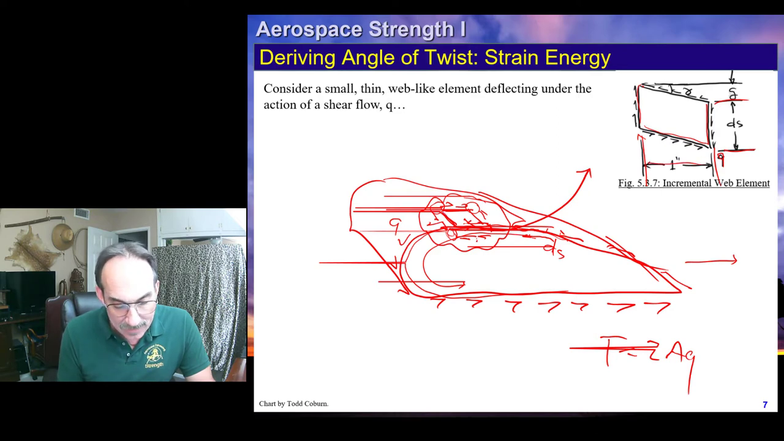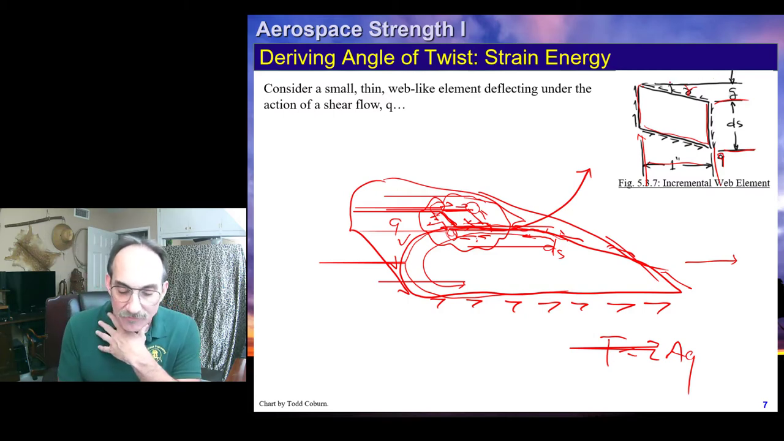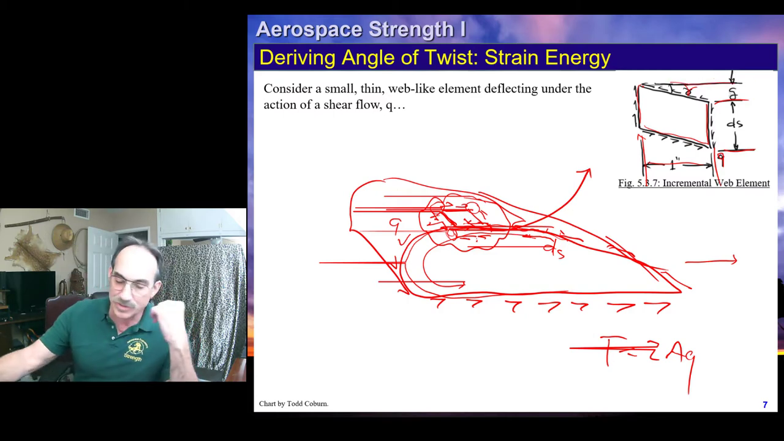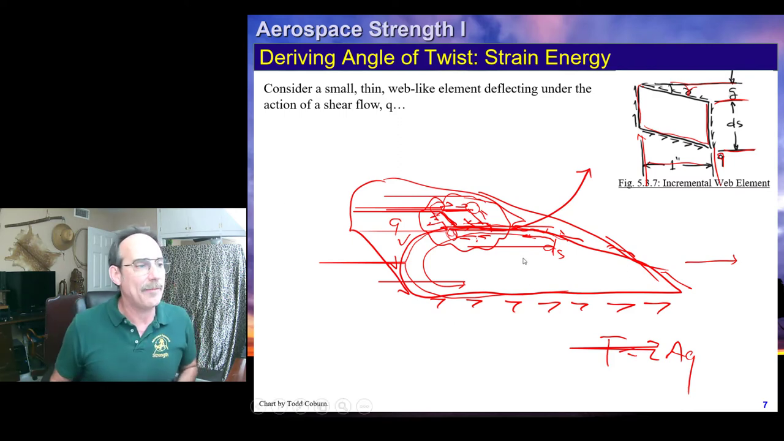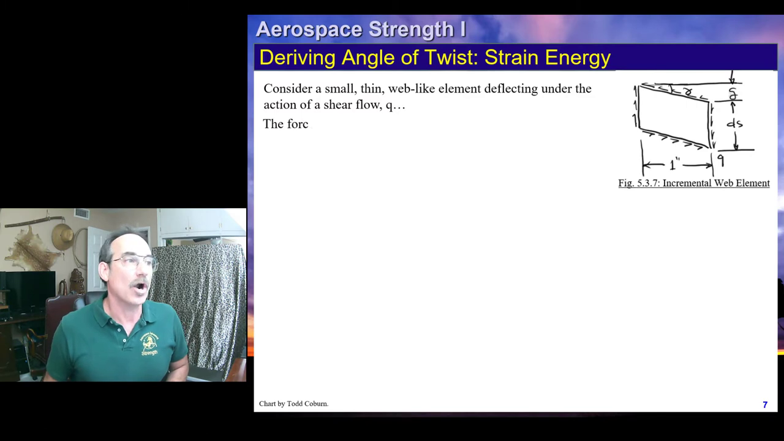We're taking a little piece 1 inch back into the thing, and under the shear flows, we're going to get a little deflection, and we can see that our shear strain there is gamma. We've got a deflection delta. So if we use that as our little foundational web element, we're now going to evaluate how that works.